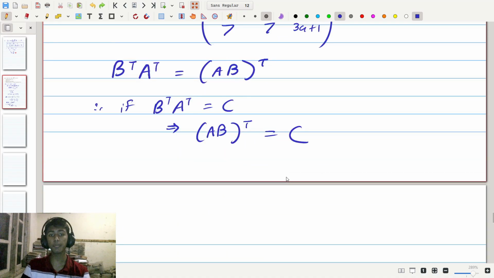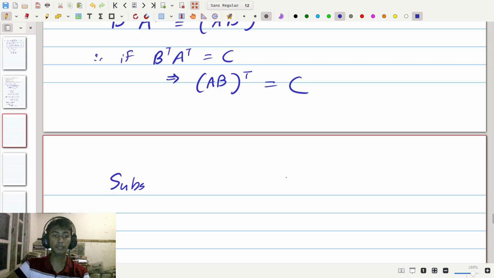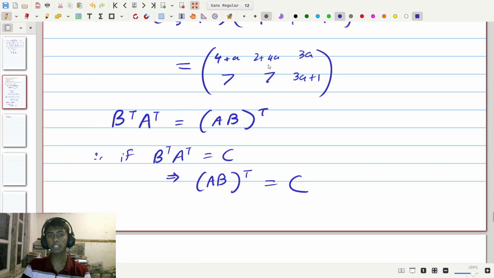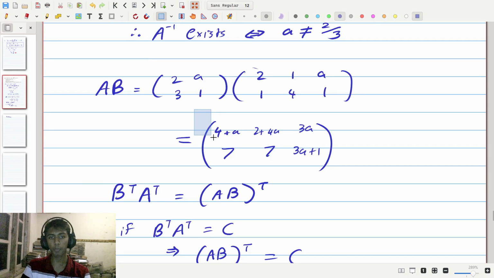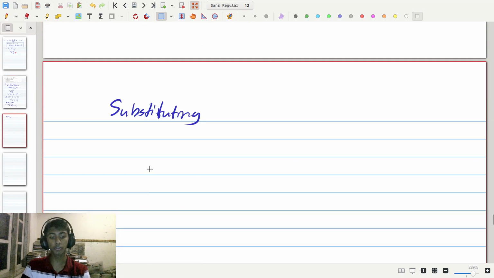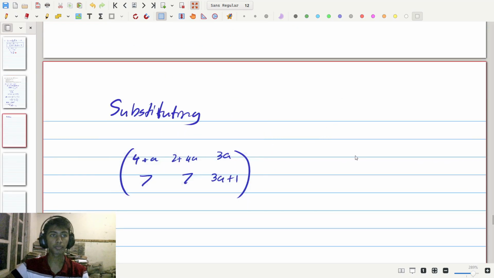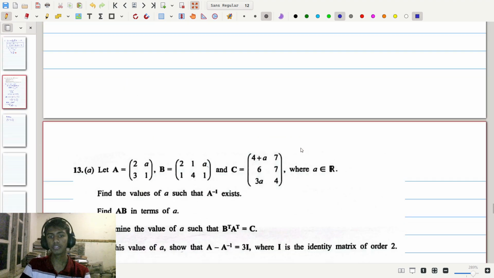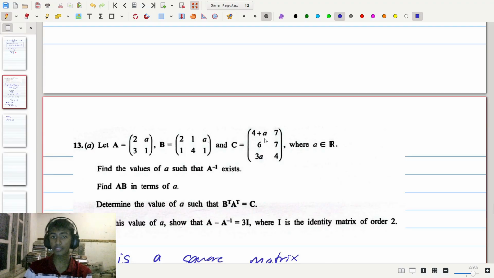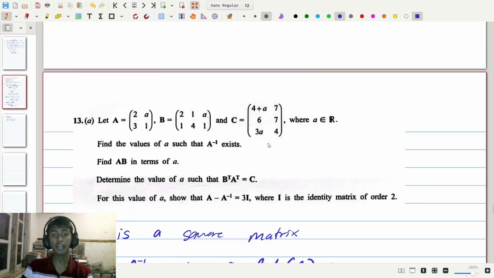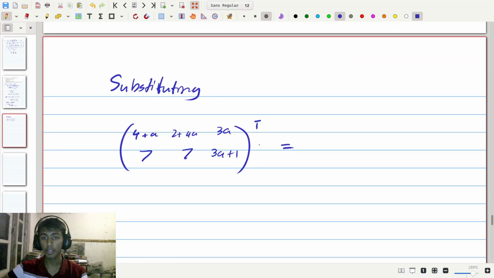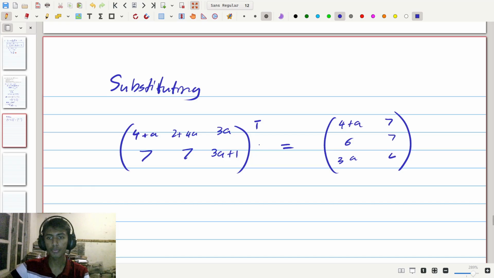So given this, if we substitute, we get for AB transpose all of this stuff here, which I'm actually going to just copy paste. I'm going to copy this down and put transpose on it. So we have this thing transpose is equal to C matrix, which if you go up, C matrix is all of this stuff here: 4 plus A, 7, 6, 7, 3A, 4. So we're going to write 4 plus A, 7, 6, 7, 3A and 4. So we had this.